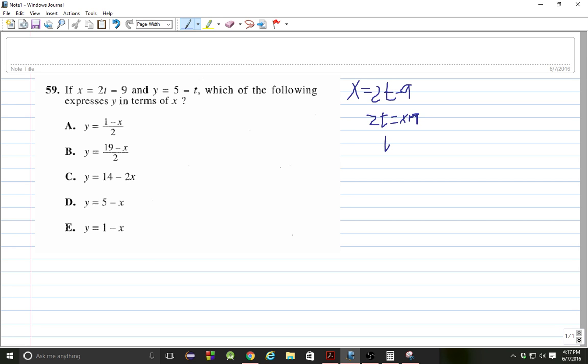t equals x plus 9 divided by 2. Okay, so now we just essentially put this into the equation y equals 5 minus t. So y equals 5 minus x plus 9 divided by 2. But we don't have that as one of the answers. So what we need to do is simplify this.